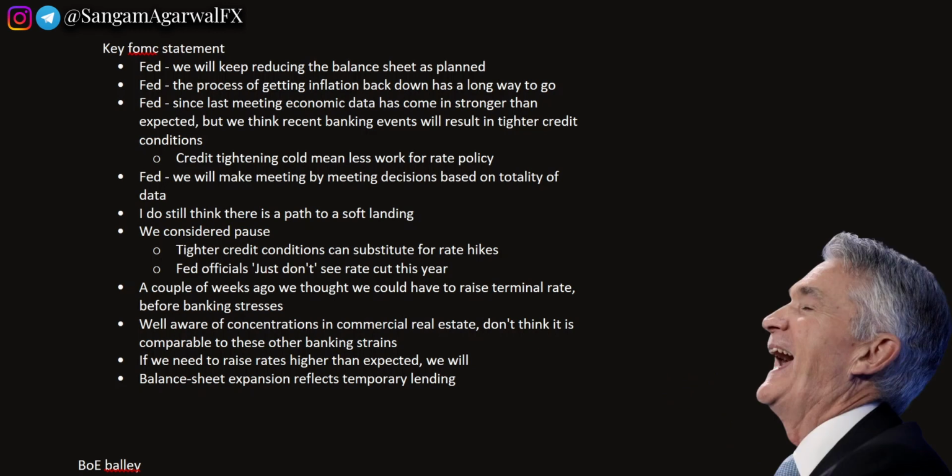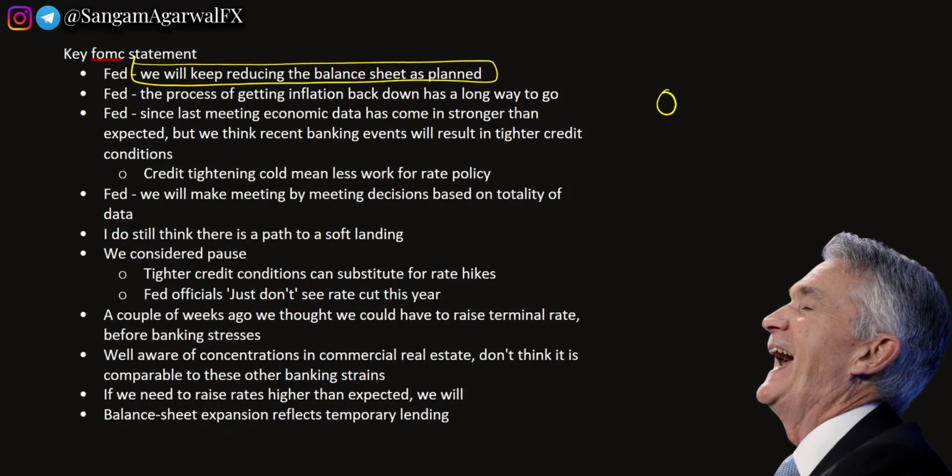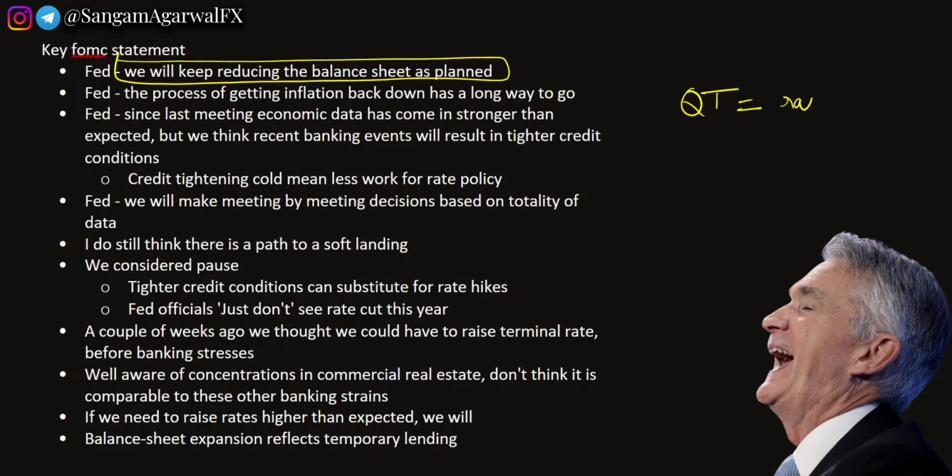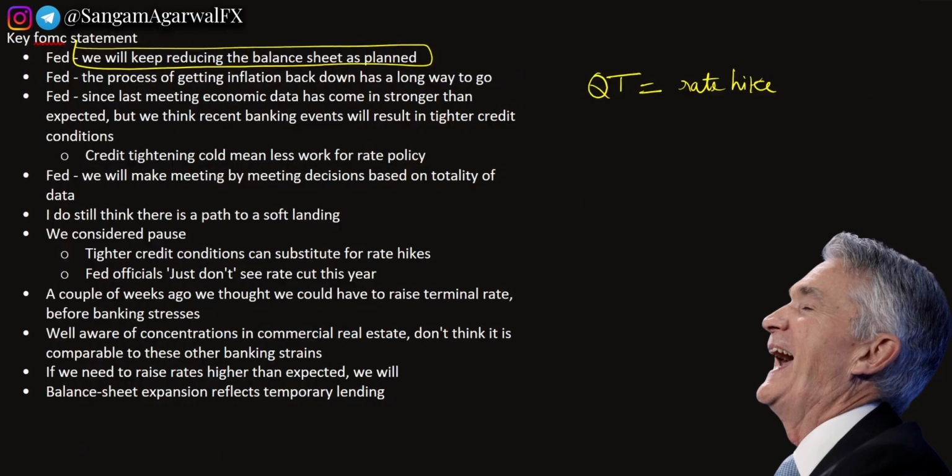And now if we see their statement in this FOMC meeting, then the first one which I think is important is that they said they will keep reducing the balance sheet as planned. So QT means tight monetary policy, and if you read books and do a macroeconomics course, then according to the rules there is a rate hike, and by rate hike they control inflation because that brings recession.